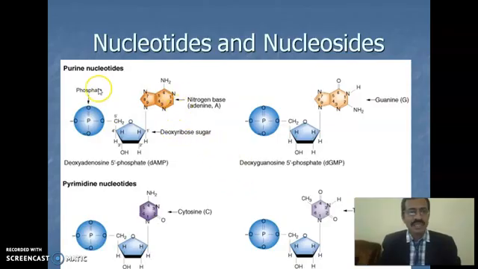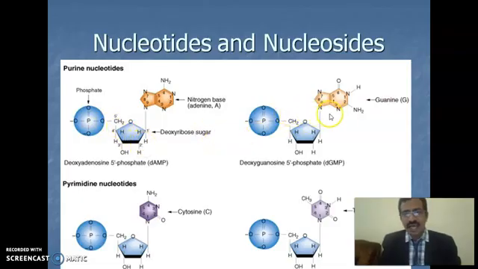And now we see the deoxyribo sugars. Here this is also called deoxyadenosine 5-phosphate because here adenine is bound to the deoxyribo sugar with the help of the glycosidic bond, and finally these two bind to the phosphate. So this is called a phosphodiester bond.